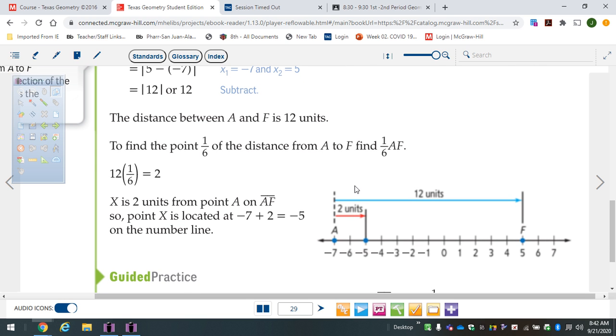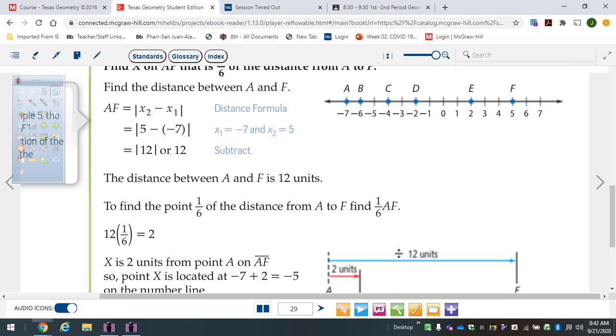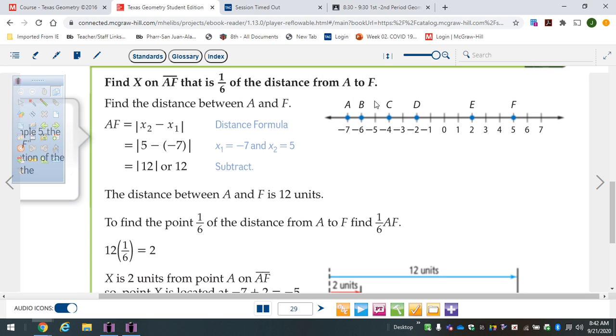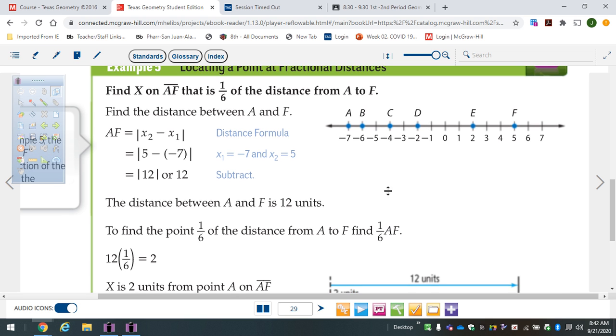Okay, so let's take it down real quick. So make sure you know it's kind of like what I drew here. The whole distance is 12 units. We're going 1/6. Please pay attention to the direction they gave you in the original questions from A to F. So they're saying going from A in the direction of F. They could say go the opposite direction. Okay, so you've got to come back here.